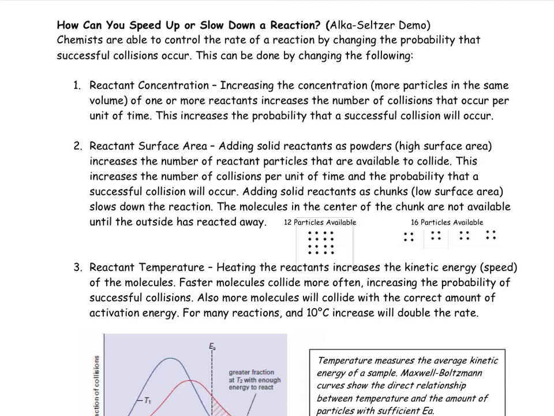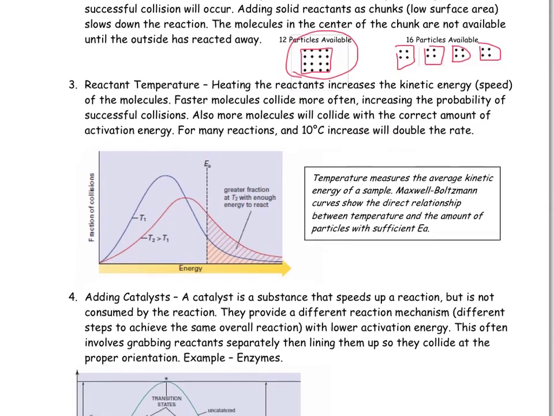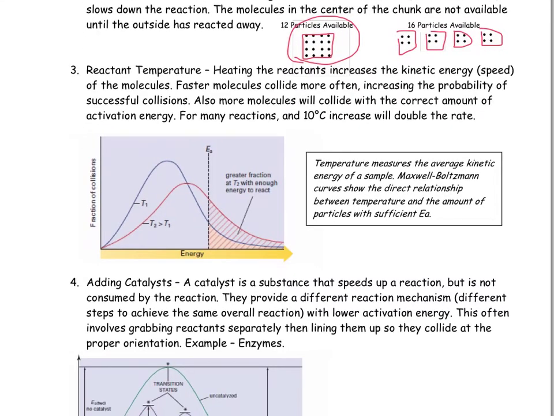Here's a diagram that shows that really clearly. If I add them as a large chunk, I only have 12 particles available to react, only the ones at the surface. If I still have 16 particles and add them as smaller chunks, grind it into powder, then all 16 particles are available, so I'll have more collisions and a greater chance that they'll collide correctly, and therefore a faster reaction. The third thing that you can manipulate is the temperature you add your reactants at.